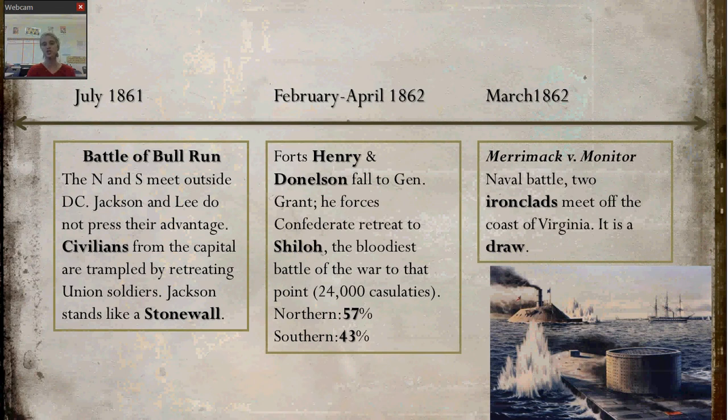But these two ships meet off the coast of Virginia and start firing at each other. Now, what this kind of shows is neither side, after about 4 or 5 hours of battle, has really been able to do anything. And that's because these ships, the iron plating on the ships, are able to withstand the bullets and the cannons that are being fired. So it actually is a draw. The ships will go on to be in later battles before they are both sunk. But this just kind of shows the new technology that's going to be around during the Civil War.